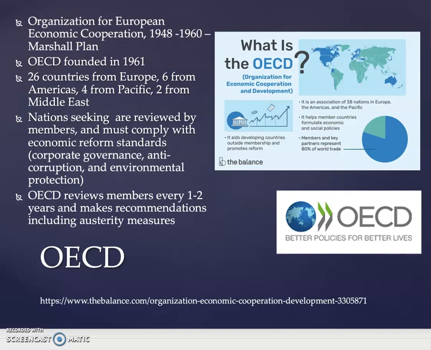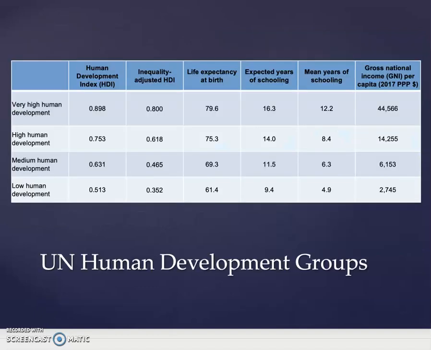These nations must comply with economic reform standards, which include corporate governance, anti-corruption, and environmental protection. The Organization for Economic Cooperation and Development reviews members every 1 to 2 years and makes recommendations, including potentially austerity adjustment measures, cutting back on spending overall at the government level.